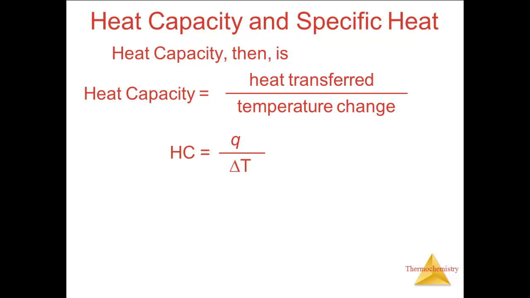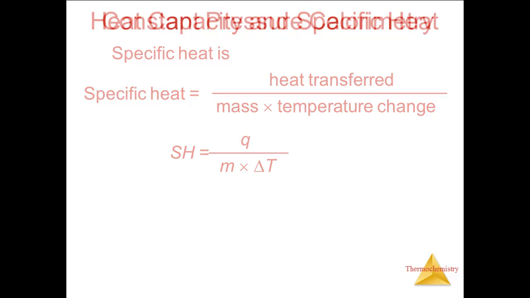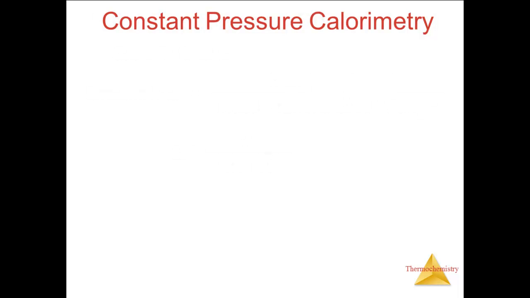The heat capacity is the energy transferred divided by the change in temperature, while the specific heat is the energy transferred divided by the mass times the temperature change. There are two basic types of calorimetry.